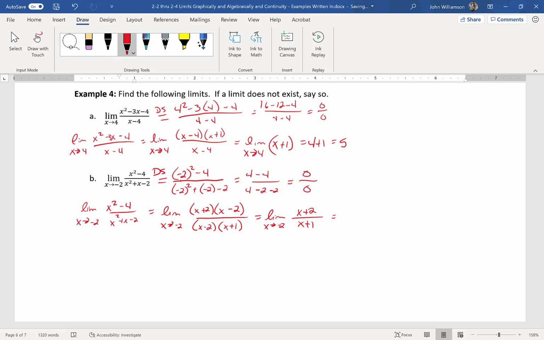Because we would have been dividing by 0, now looking at this, there is no more 0 in our denominator. If we think about what would happen if we were to substitute in, negative 2 plus 1 would not be 0. So now we can direct substitute. So this becomes negative 2 plus 2 over negative 2 plus 1. Negative 2 plus 2 is 0, over negative 2 plus 1, which is negative 1. 0 divided by negative 1 we can do because negative 1 is not 0. And that is 0. So that limit in this case is 0.